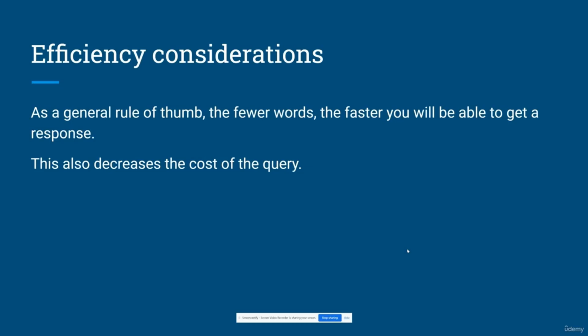Efficiency concerns. As a general rule of thumb, as mentioned in the previous section, fewer words means you'll be able to get a faster response. It'll actually cost less because you're being billed based on the number of tokens. And if you use fewer tokens in and fewer tokens out, then you'll be able to get a smaller response and a cheaper response. So with that, let's go to our live example.